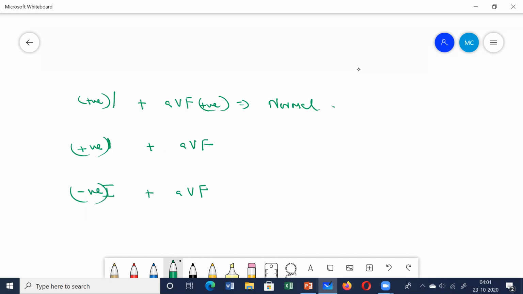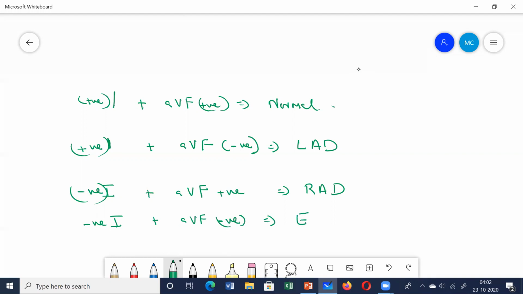If the lead 1 is positive and the lead AVF comes out to be negative, you say it is a left axis deviation. If the lead 1 is negative and AVF is positive, you say it is a right axis deviation. And what will happen if both lead 1 and lead AVF are negative? Then you say it is an extreme axis deviation. You can just remember this. This is your quadrant method.